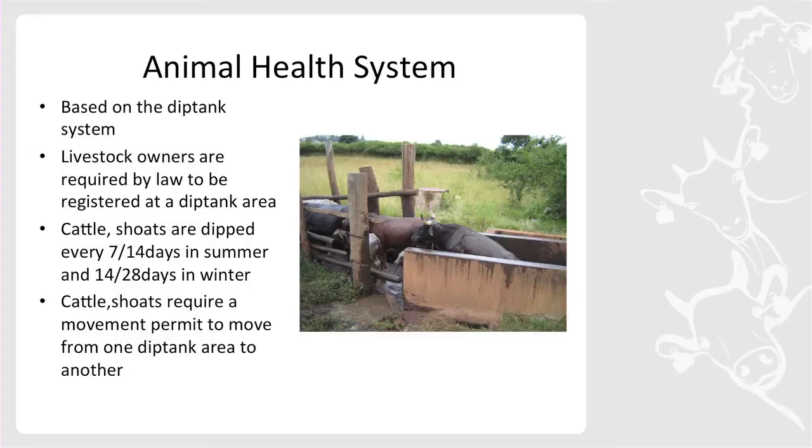Cattle, sheep, and goats are also required to be presented for dipping every 14 days in summer, 14 to 28 days in winter, depending on which part of the country you are in. And cattle, sheep, goats, and pigs are also required by law to have a movement permit before they are moved from one part of the country to the next. So when we built SLITS, we just tried to computerize the system which is already in existence.